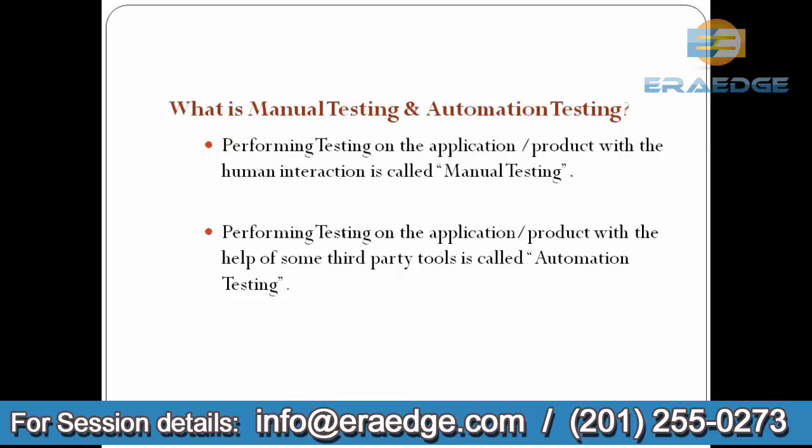And what is automation testing? Performing testing on the application or product with the help of some third-party tool is called automation testing. There are n number of third-party tools in the market. Presently, we are exploring the Selenium tool. We do have the QTP tool, which is a functional testing tool as well. Based on the client requirement, we will suggest the tools. Most projects use QTP as well as Selenium for automation, for doing their functional testing.